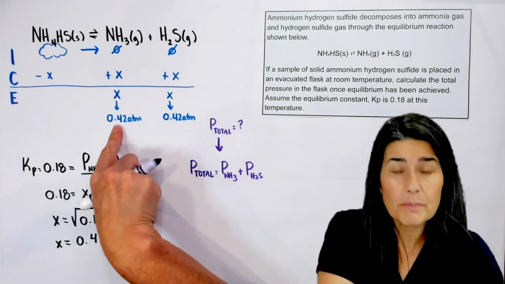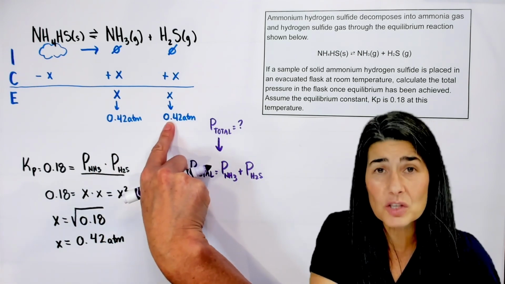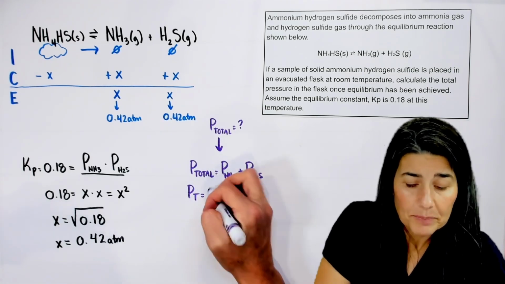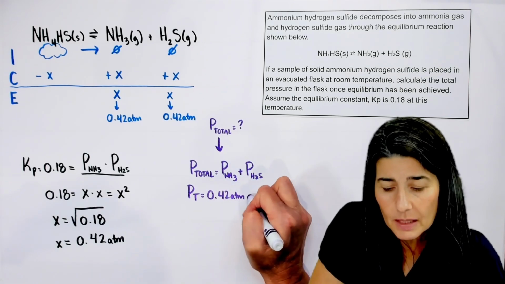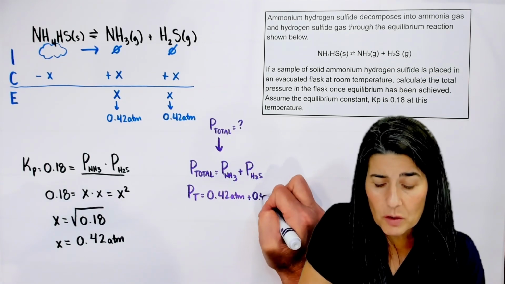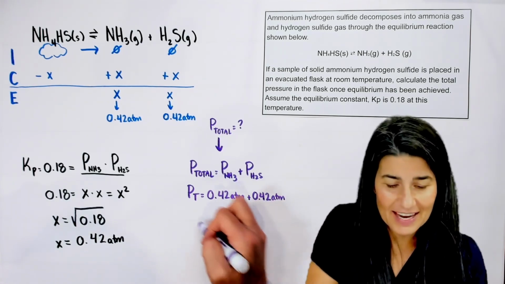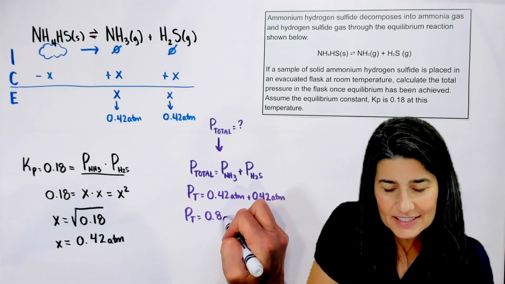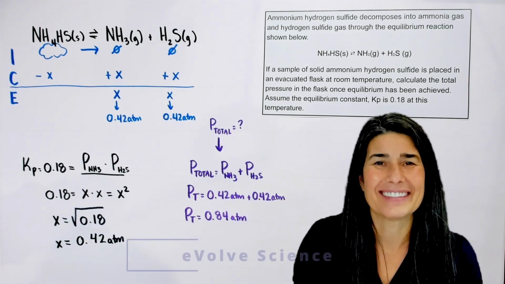What's this one? 0.42. The H2S at equilibrium is also 0.42. So P total is going to be 0.42 atmospheres plus another 0.42 atmospheres. And if you go ahead and add those together, the total pressure in the container, 0.84 atmospheres.